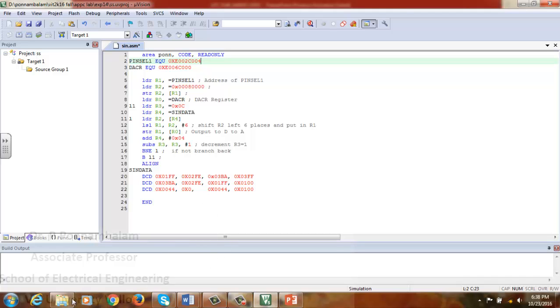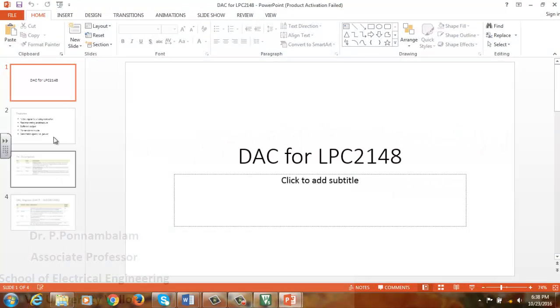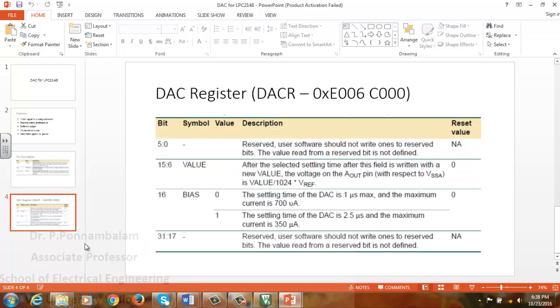As far as your DACR register is concerned, you need to know about its internal structure. This is the DACR's internal structure. You can see the 0 to 5th bit is reserved, while in the 6 to 15th bits you will be putting the value, and the 16th bit is for bias. We are not concerned about the bias now, so we are not going to change it. But whatever value you want as an output should be put between the 6th and 15th bit of the DACR register. So we have to avoid the 0th to 5th bits. To do that, we are left shifting it 6 times.